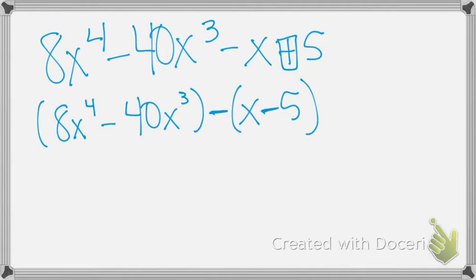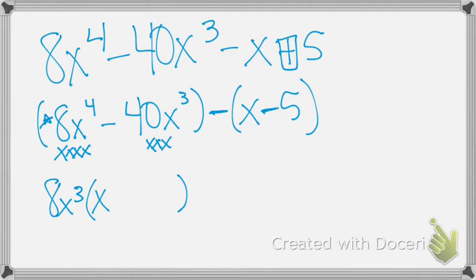Okay, so now we want to say 8x4 has 1, 2, 3, 4 x's. 40x cubed has 1, 2, 3 x's. So now I'm thinking, what do they have in common? Well, 8 goes into both, and they also have 3 x's in common. So now, if I only have an 8x cubed, but I want to get this 8x4, I have to have another x. If I have an 8x cubed, but I want a negative 40x cubed, I've got to multiply by a negative 5. Okay? Then I bring down my sign.